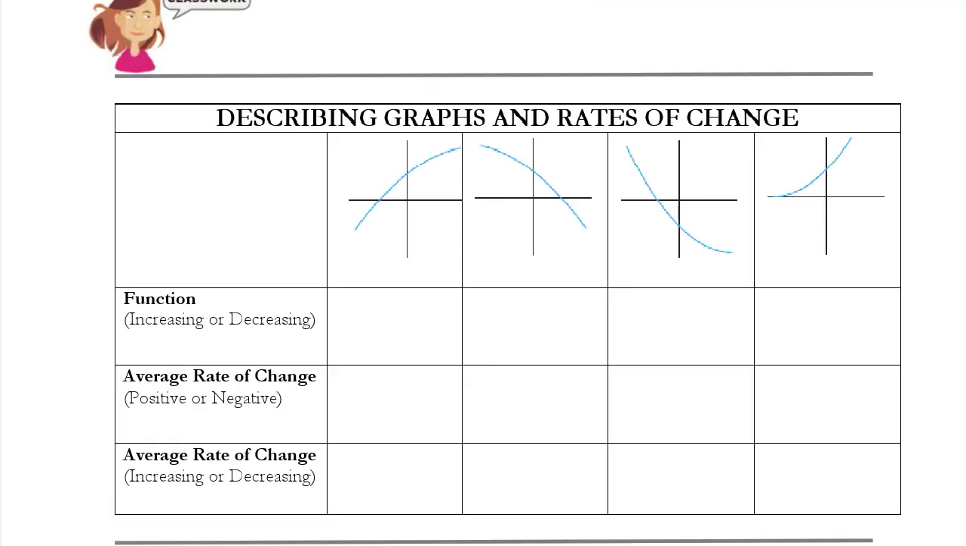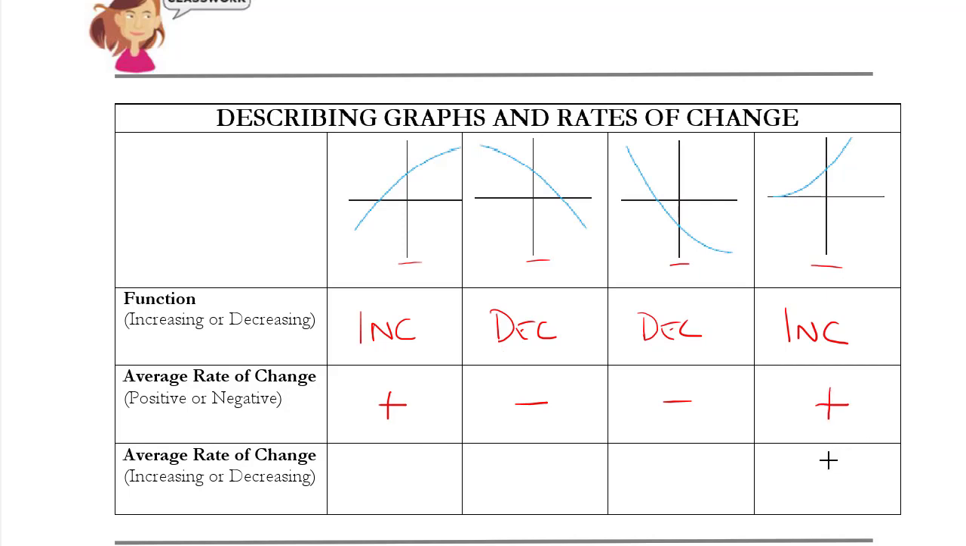So let's do a quick summary of how we can describe graphs and their rates of change. So here we have 4 graphs, right? 1, 2, 3, and 4. So in this graph right here, is the function increasing or decreasing? Well, clearly it's increasing from left to right. So we can write increasing here. Here we're decreasing, right? From left to right. Here we're decreasing, and here we're increasing. And what we just learned was that increasing functions have positive rates of change. Decreasing functions have negative rates of change.